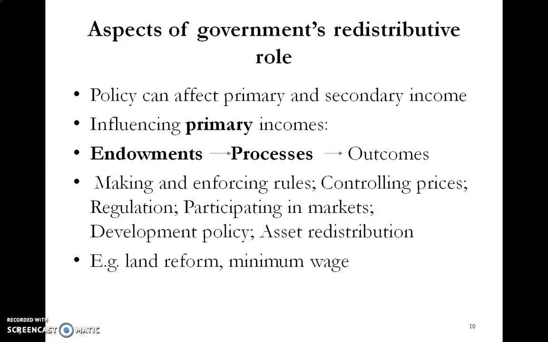Government may also influence primary incomes mainly through targeting endowments and processes, and the type of policies and tools used are mainly linked to making and enforcing rules, controlling prices, regulation, participation in markets, and asset distribution, of which recently land reform and also minimum wages are often spoken about in the South African press.